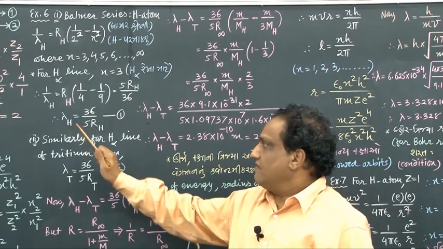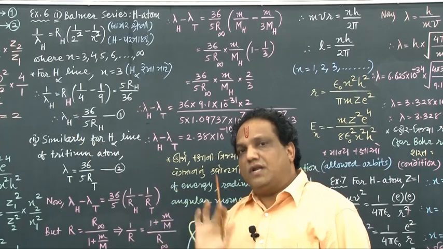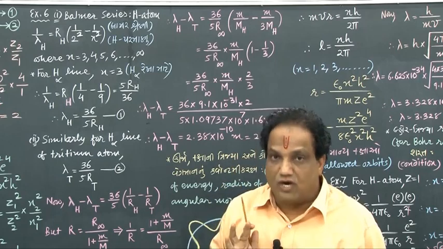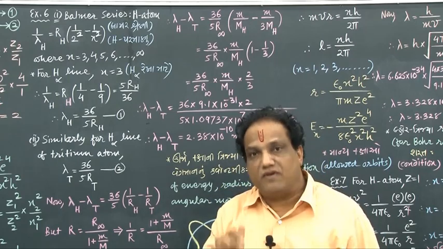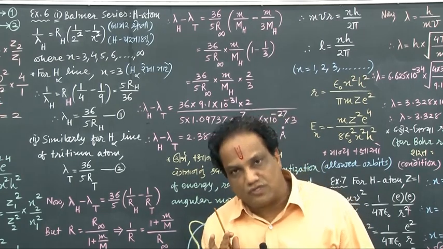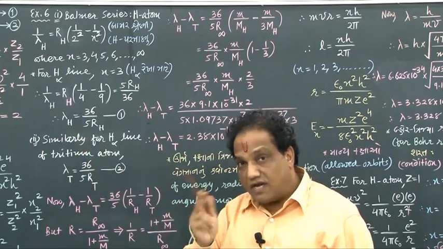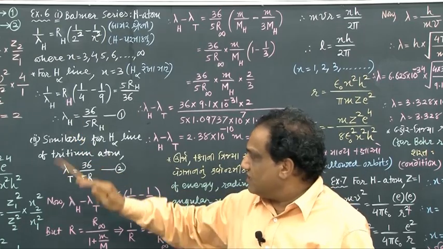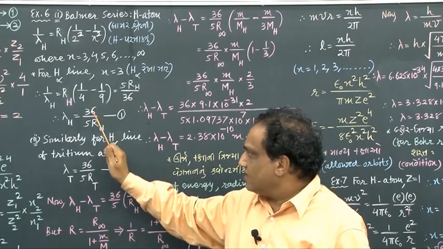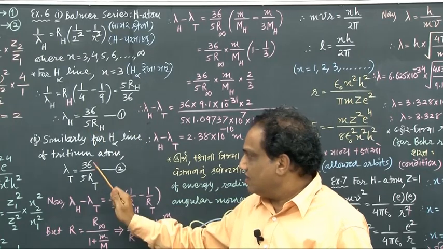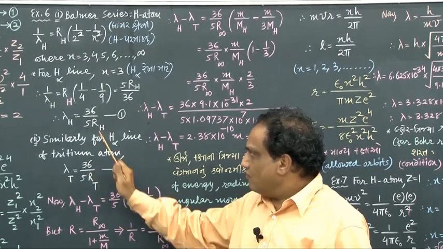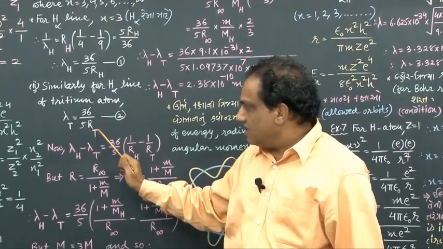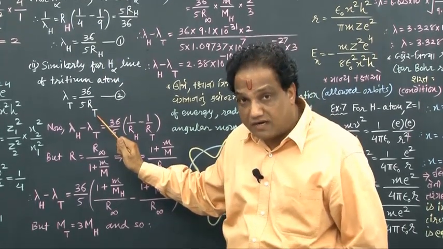Correct? Here we are talking about the hydrogen atom. Now another atom is given, tritium, which is an isotope of hydrogen, having mass 3 times the mass of hydrogen. So for this atom, instead of H, you write T. From here, lambda T will be 36 upon 5 into RT. What is this RH? The Rydberg constant for the hydrogen atom. What is this RT? The Rydberg constant for the tritium atom.